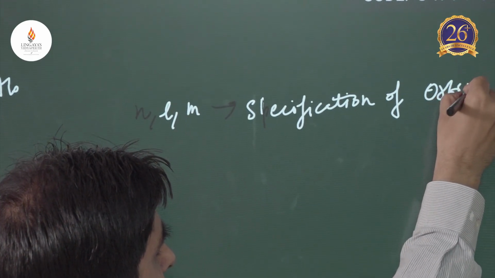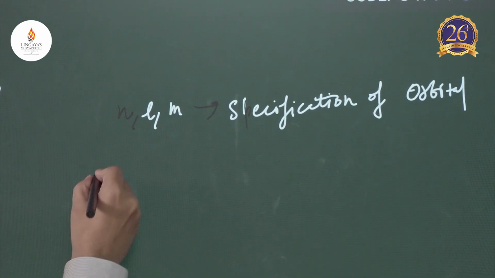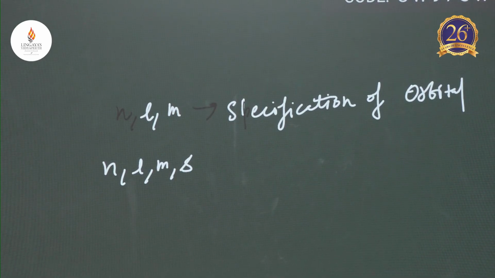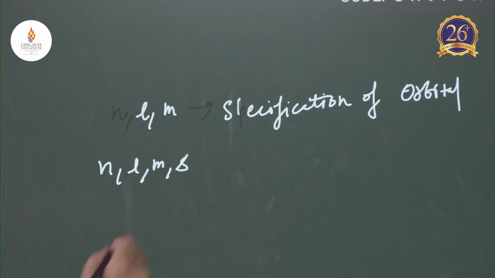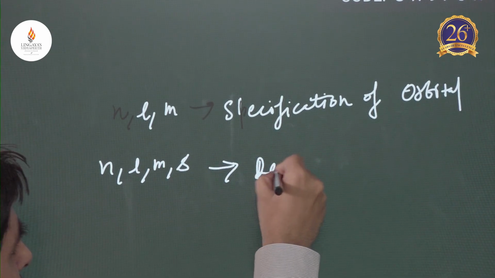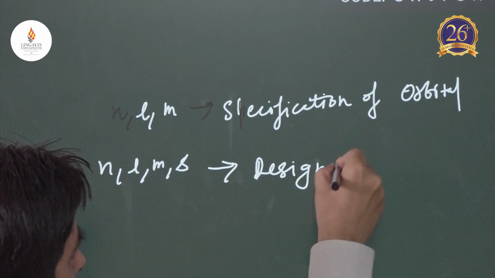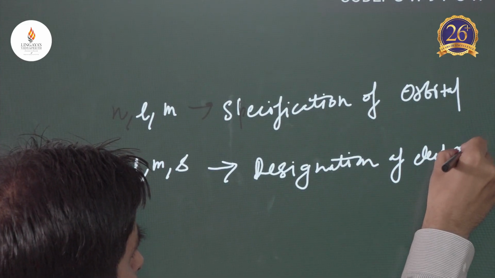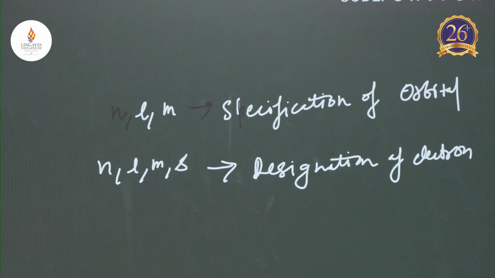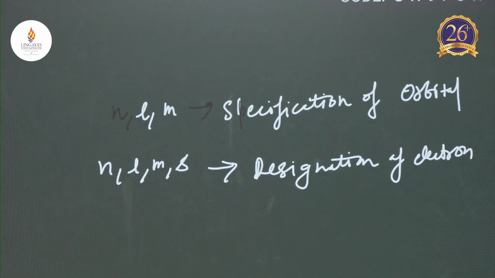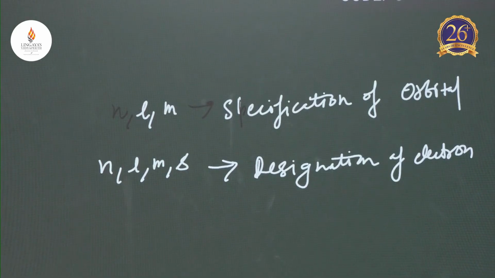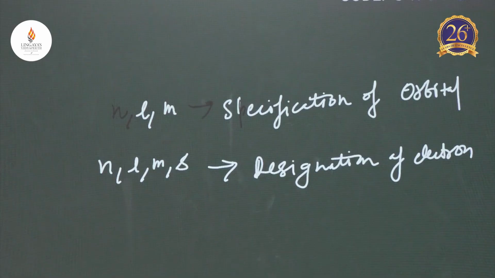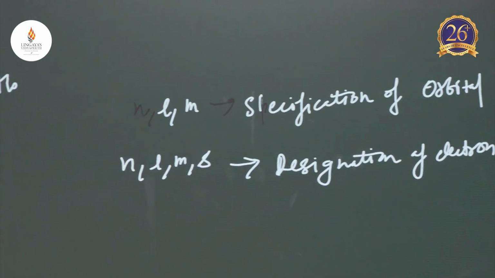Specification of orbital: n, l, m and s, all four quantum numbers together tell us the designation of an electron, the full electronic information. Before taking an example, we must know how to write the electronic configuration of any atom.